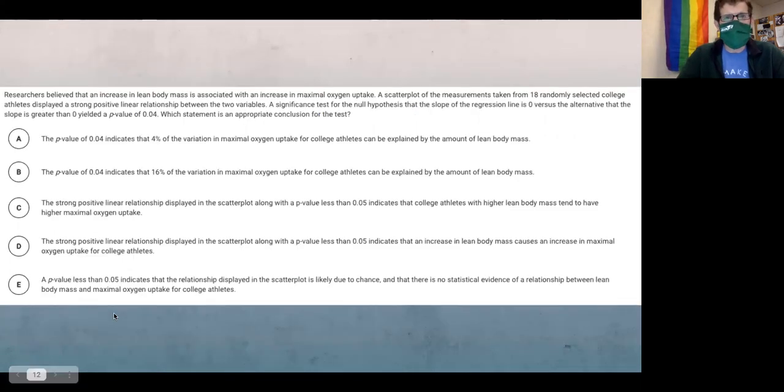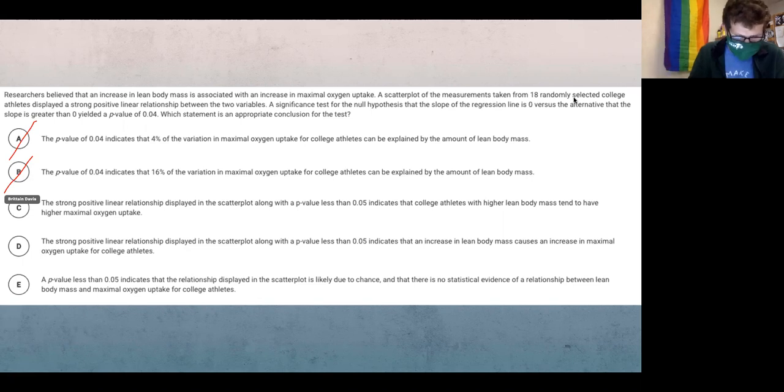But here, I'm not going to read this, but the question is, what's the appropriate conclusion for the test? So read through this and see if you can come up with the correct answer. This one takes a little bit of reading and kind of thinking through. There's some of them that we might be able to rule out pretty quickly. If you're not sure about why we'd rule these out, I'm going to go ahead and rule out A and B, because the p-value does not relate to what those are talking about.